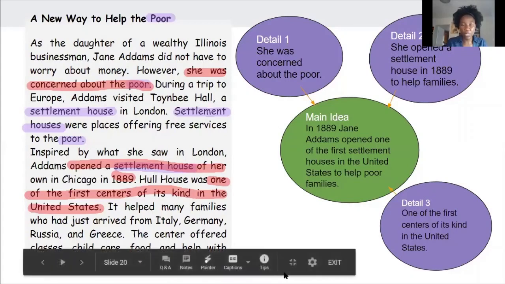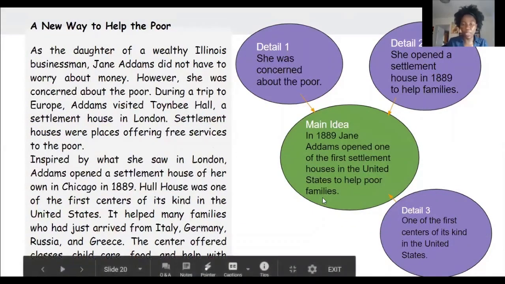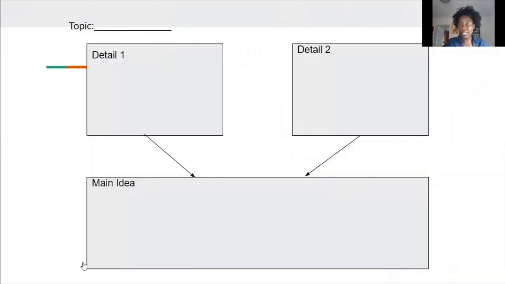Now, boys and girls, we're going to be moving to the next passage. Let me clear all my drawings from the screen. And this is where you're going to be working on your own for a few minutes. For your passage, you will need a graphic organizer, just like what's on the screen. Please go ahead and draw your graphic organizer. You have 2 detail boxes and 1 main idea.